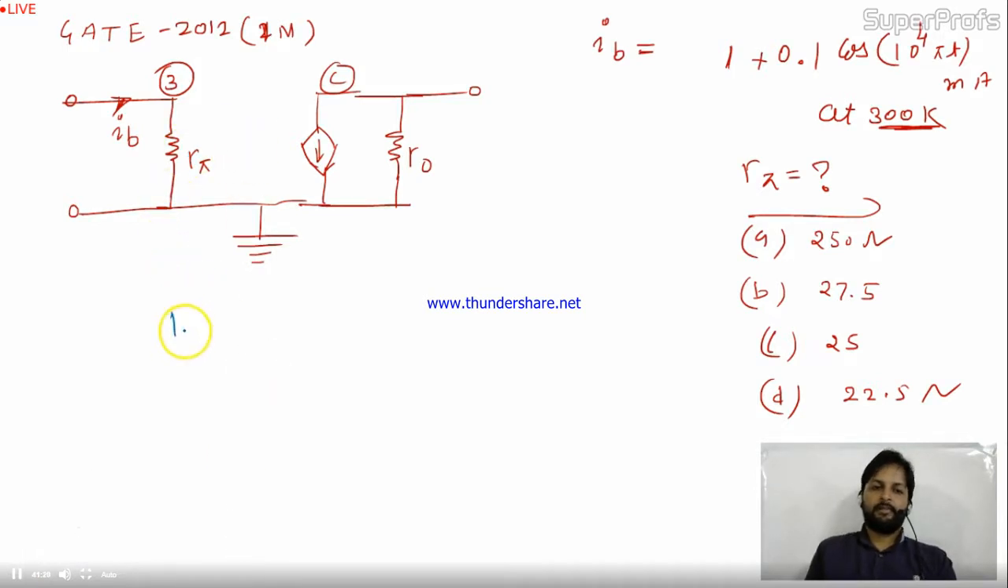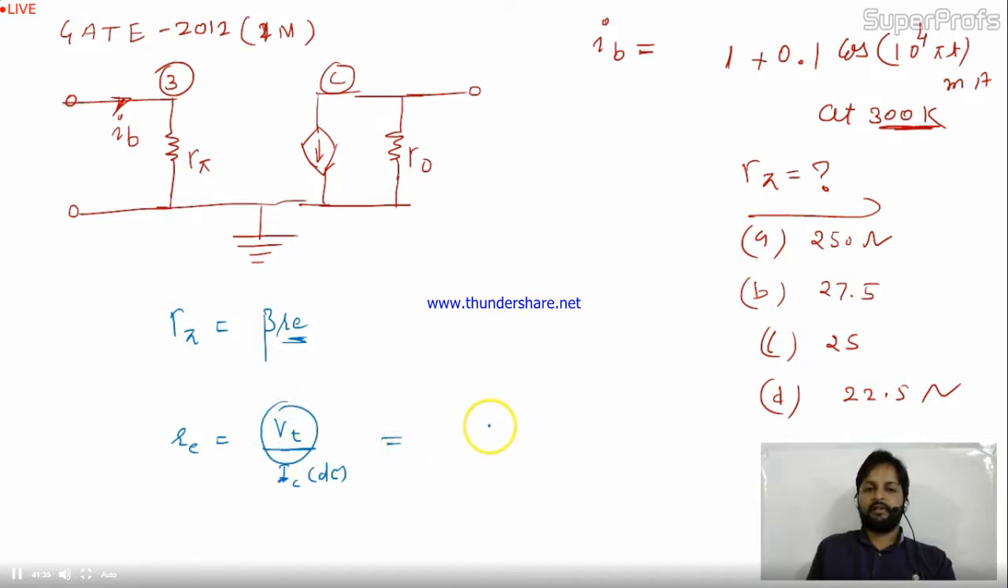So r pi, we have seen, is nothing but beta times re. You need to calculate re, and re is VT divided by IC DC. What is VT? At room temperature, 300 K is given, so VT is 25 milli. What is IC DC? Can I write this IC DC as beta times IB DC? Yes, I can write it.